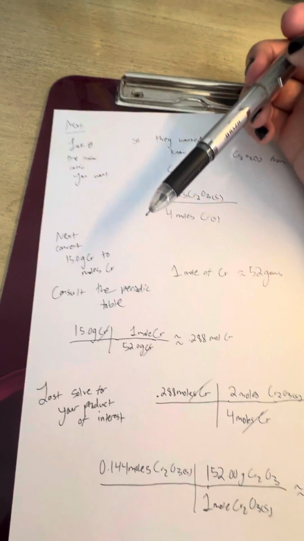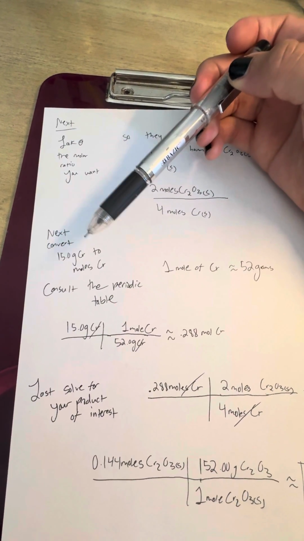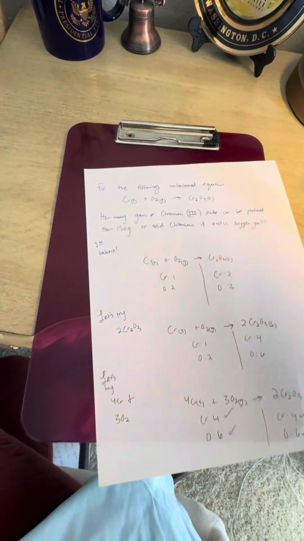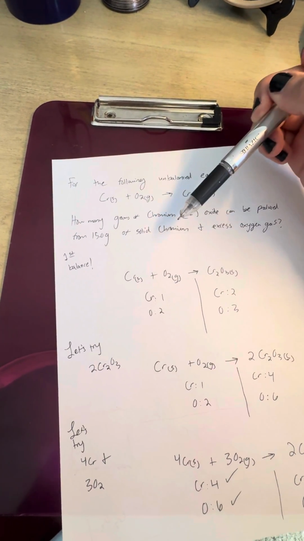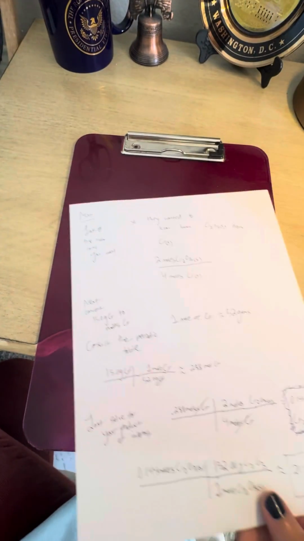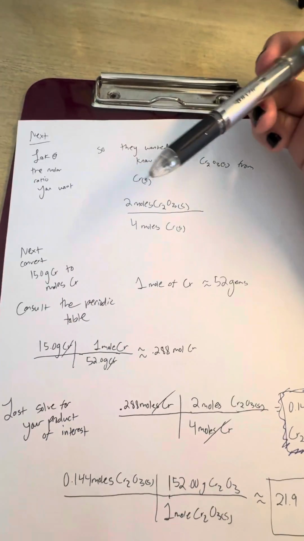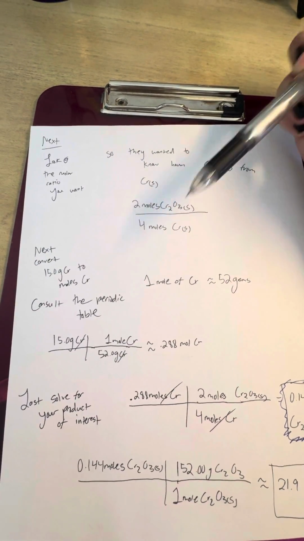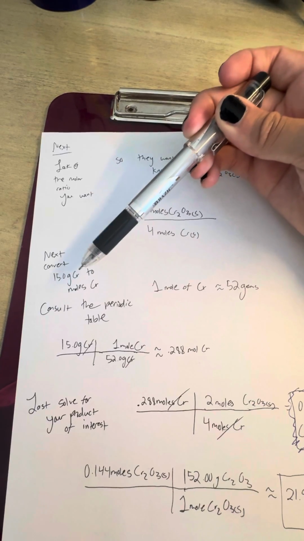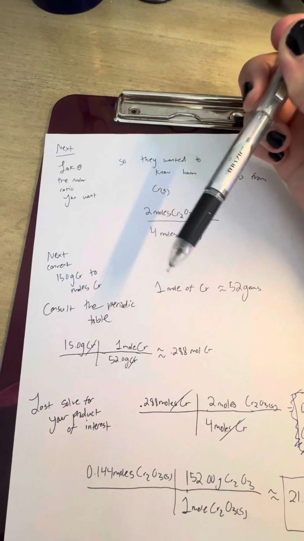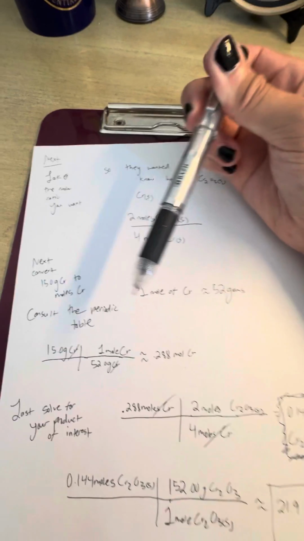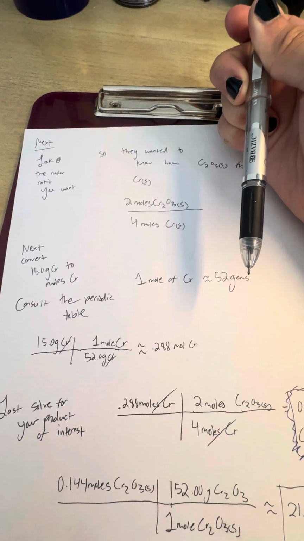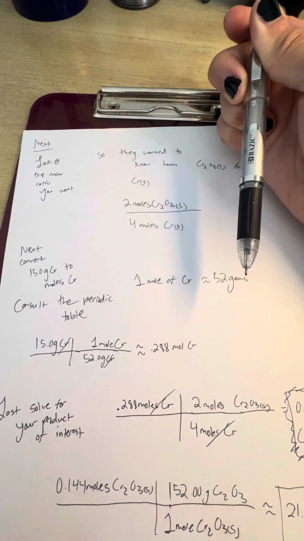Let's go with what they gave us in the question stem, the 15 grams of chromium. That's our starting point to get to our desired product. We have our starting point and we have our molar ratio that we need. So we need to convert these grams into moles. Look at the periodic table to see how many grams of chromium are in 1 mole of chromium.